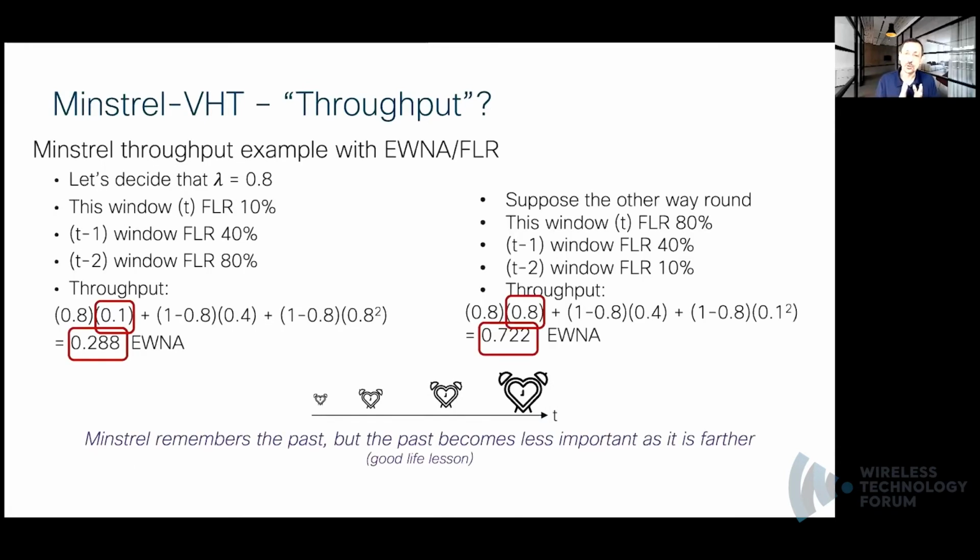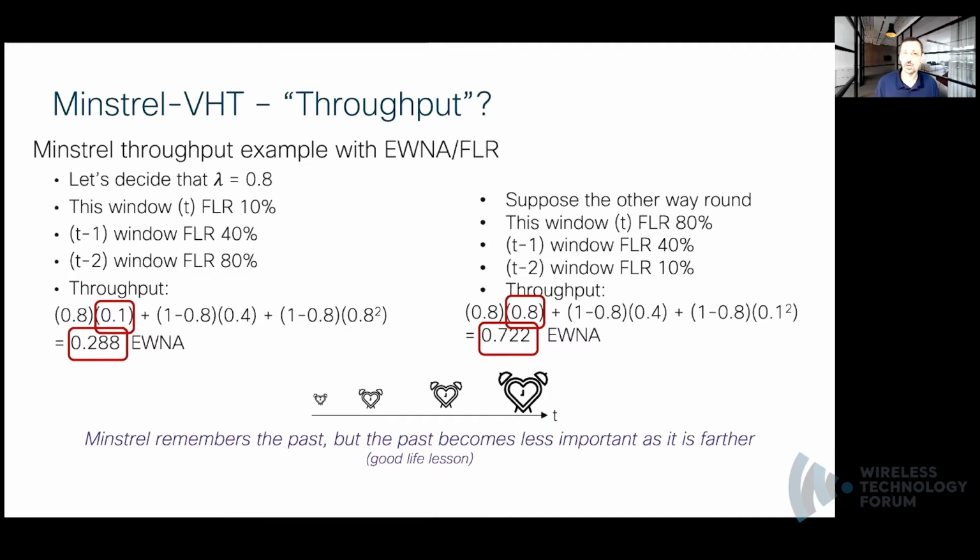Suppose that you have a transmission rate, and let's start on the left side. That is fairly bad now. So you have this lambda, and again, it's arbitrary. You could change it as it's open source, but let's take something like 0.8, which is fairly high. I want to remember the past. And then right now, in the sampling window, your success rate is pretty poor. It's 10%. So that's pretty bad.